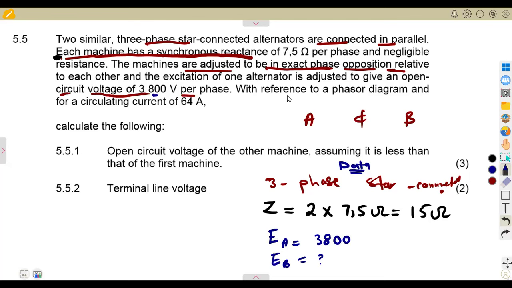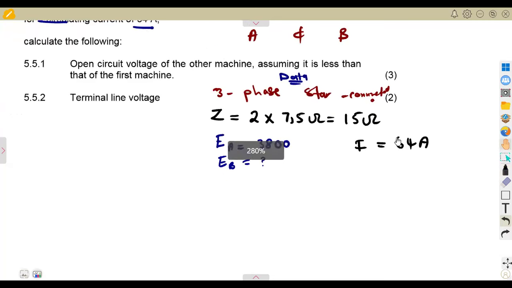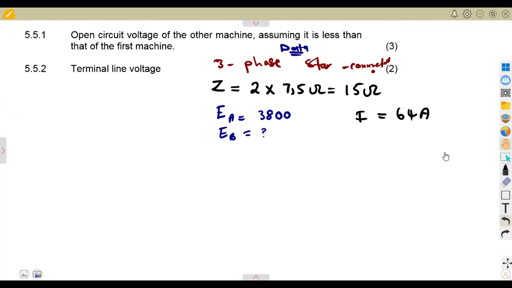But we are given with reference to a phasor diagram, and for a circulating current of 64 amps. For a circulating current, we are given the current this time of 64 amps. Calculate the following. The open circuit voltage, like what we said for the second machine, which is EB, considering to say it's less than the first one. So that is our EB.